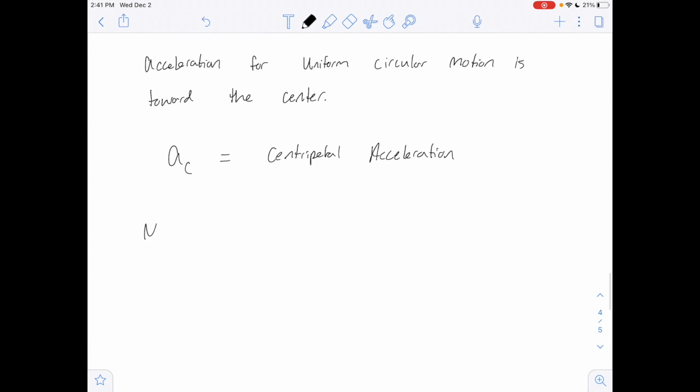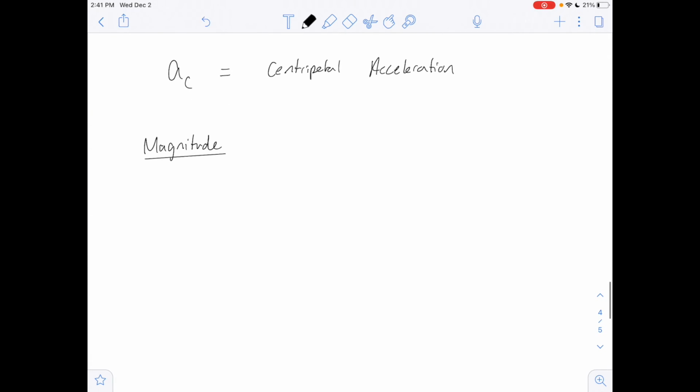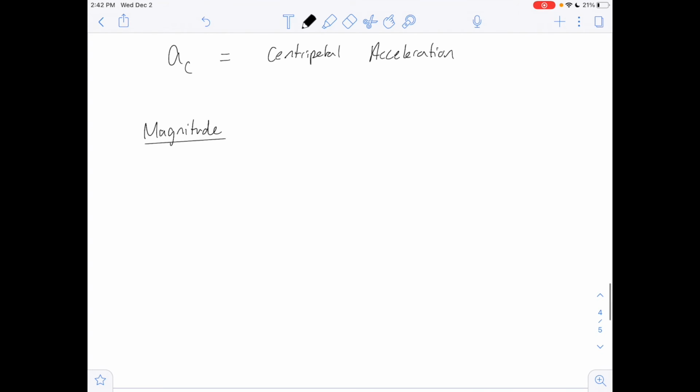What about the magnitude of this acceleration? So in this video, I'm just going to give you the magnitude of the centripetal acceleration, and I'll have another video of the proof for that value. I didn't want to make this video too long, and so there will be a separate video if you care to see the proof for it. You actually don't need to know the proof for it, but I did want to include it. It'll just be in a separate video.